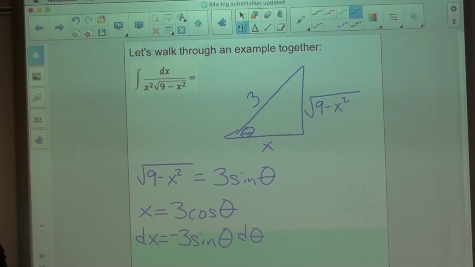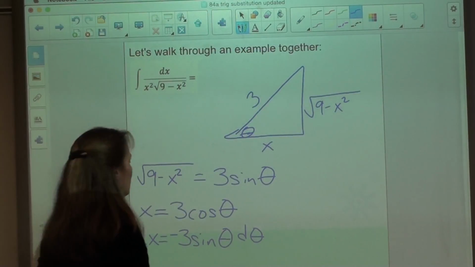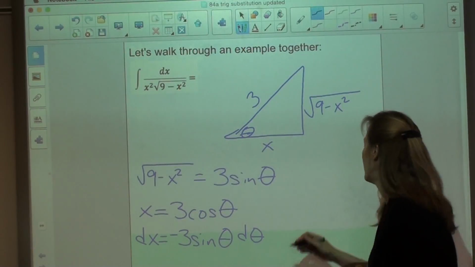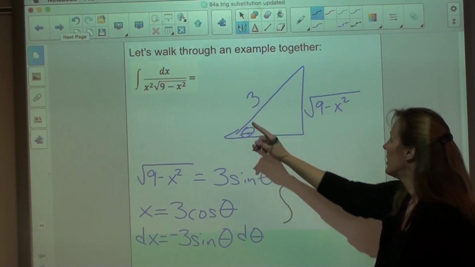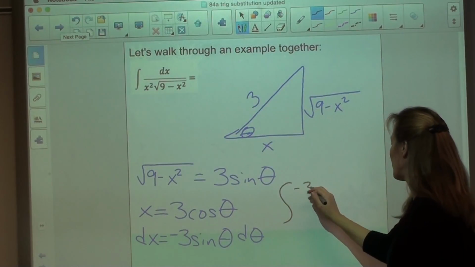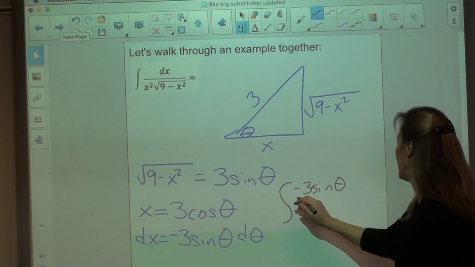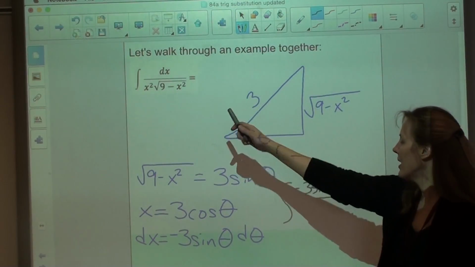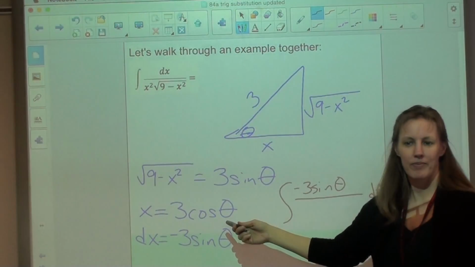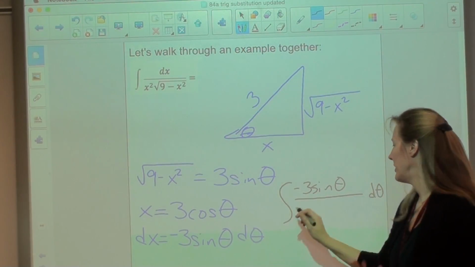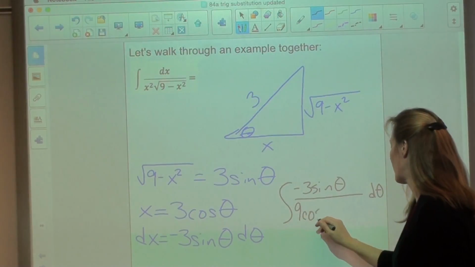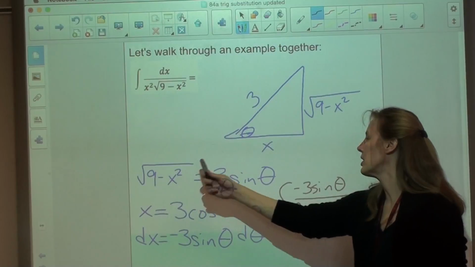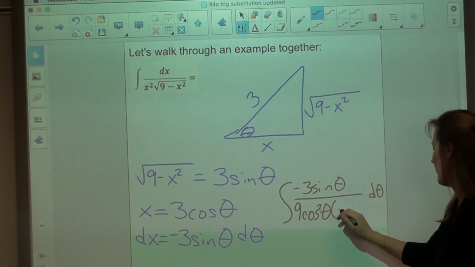Are you with me? All right, so let's start replacing. From my original integral, now I have the integral of, so my dx is negative 3 sine theta d theta over here. My x squared, what does x squared equal? 9 cosine squared theta. And then my root 9 minus x squared equals 3 sine theta.